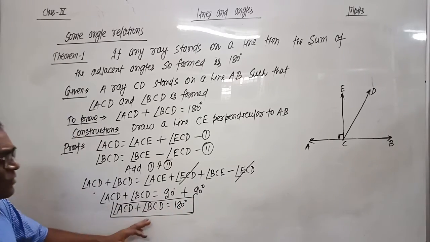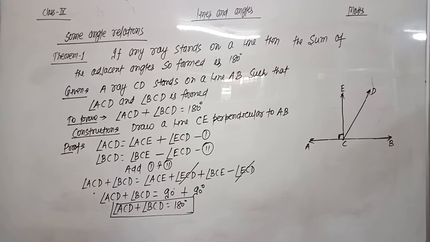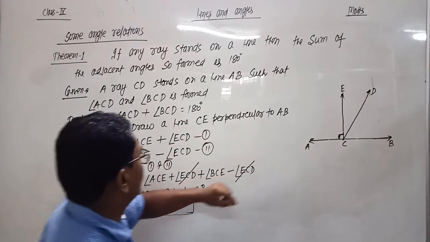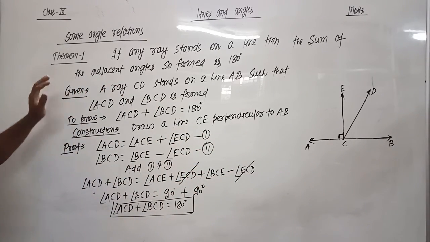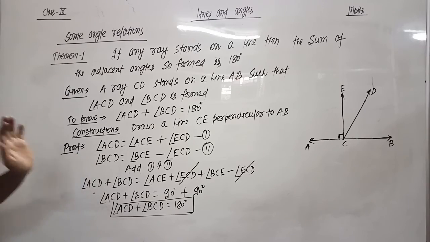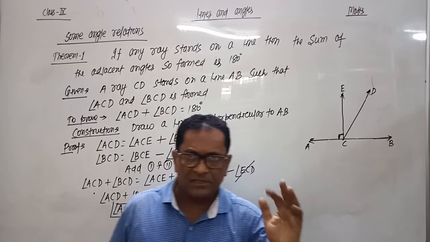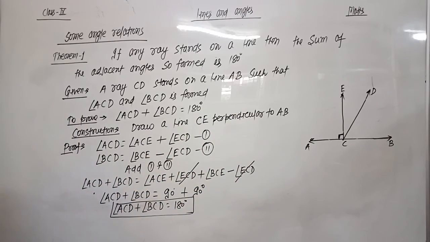So this is the theorem and we have proved the result, which we use in solving problems: angle ACD plus angle BCD equals 180 degrees. This means the sum of adjacent angles is 180 degrees. If any ray stands on a line, then the sum of adjacent angles is 180 degrees.